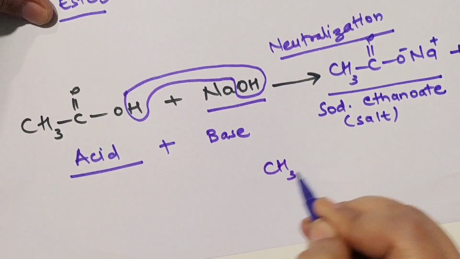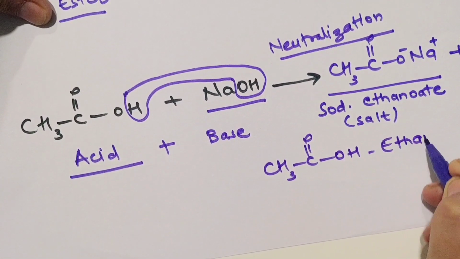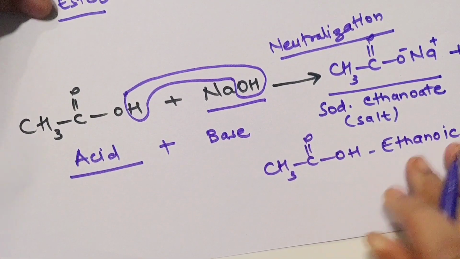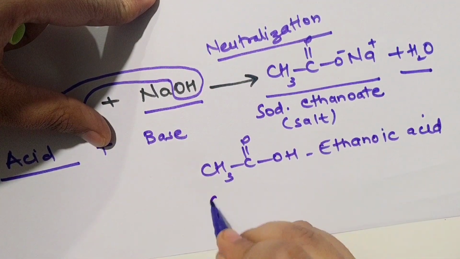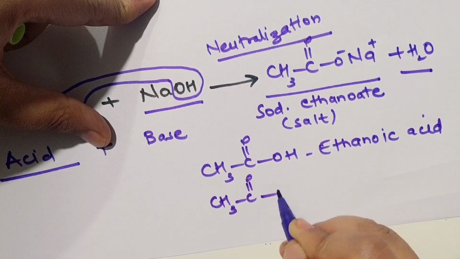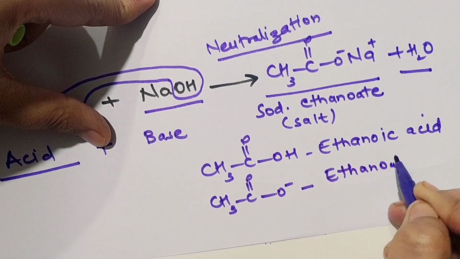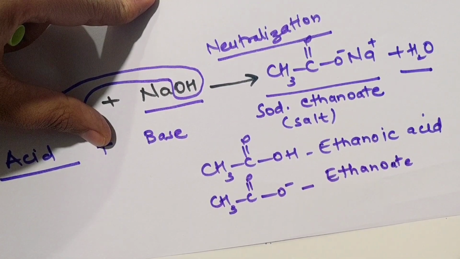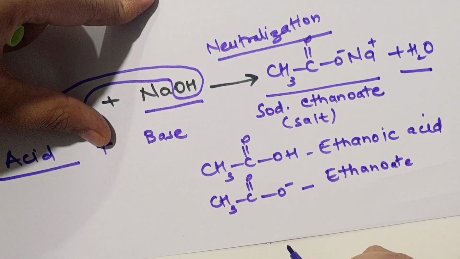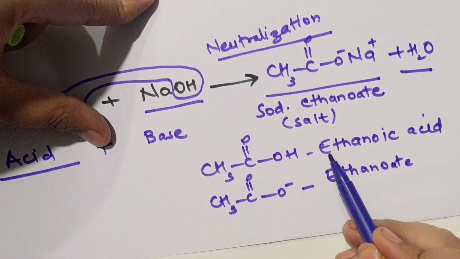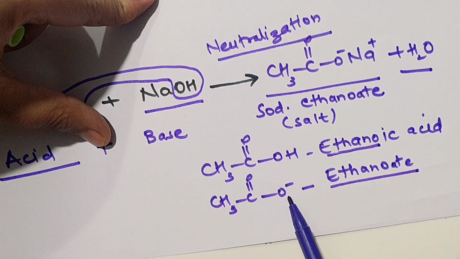Now, if you see, this is ethanoic acid, right? This is ethanoic acid. If you remove hydrogen and if you put a negative charge on it, it becomes ethanoate. How? We studied in grade 9 that anions take the suffix "ide" or "ite" or "ate." So ethanoic acid becomes ethanoate as soon as it becomes an anion, right?